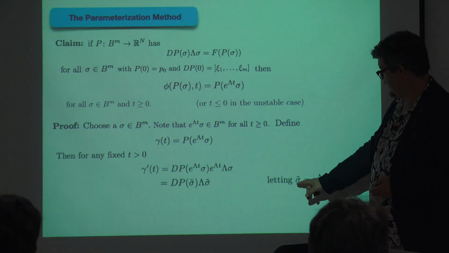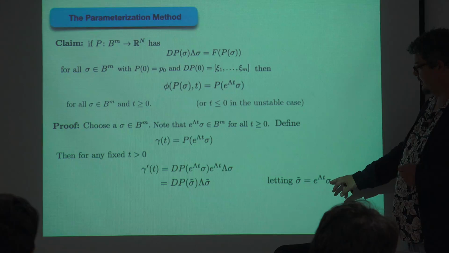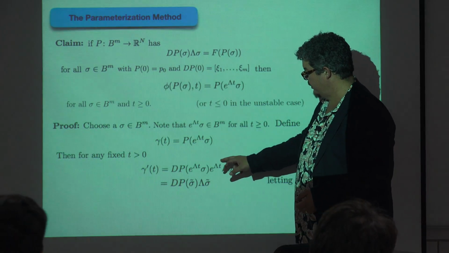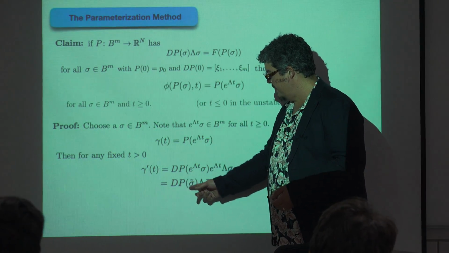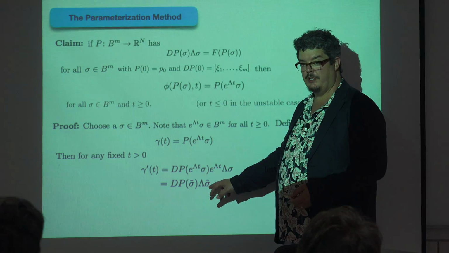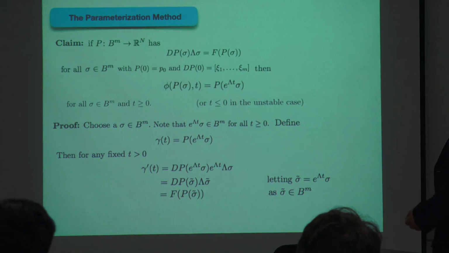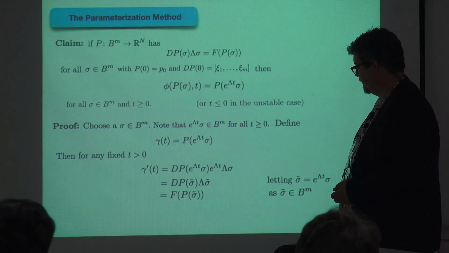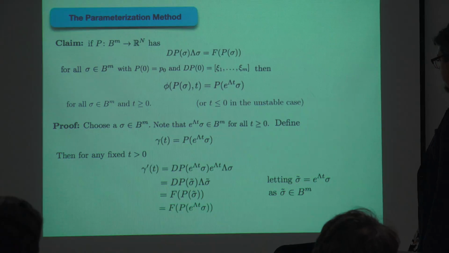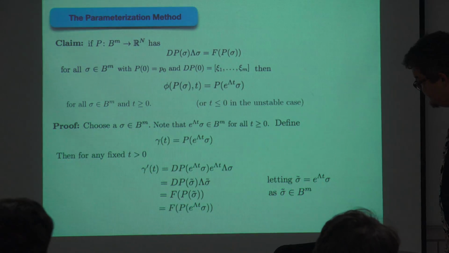So I'm going to introduce, just for a moment, this variable tilde sigma. It's e to the lambda t of sigma. I do that just to see that this, which looks kind of complicated, simplifies when I make this little change of variables. So this is now the derivative of P at sigma times lambda sigma. Well, now I use this invariance equation. So that's f of P of sigma. And I can do that because this is still in the ball. But now let's remove that tilde coordinate. This is really f of P of e to the lambda t sigma, but that's f of gamma t.